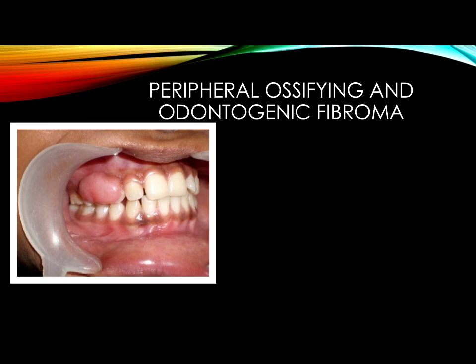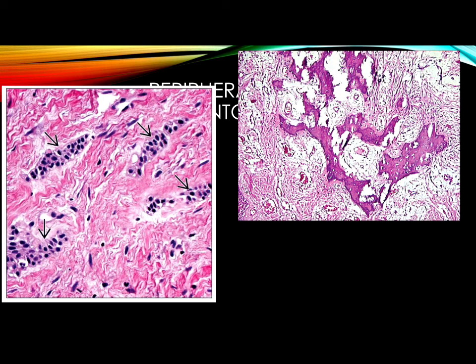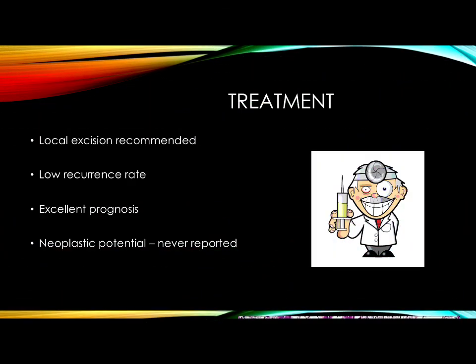In peripheral ossifying fibroma, when you see histopathologically, there will be numerous bony trabeculae in the connective tissue. And in the peripheral odontogenic fibroma, we will see a fibrous stroma with numerous odontogenic epithelial islands, and a few depositions of cementum-like or dentine-like materials.